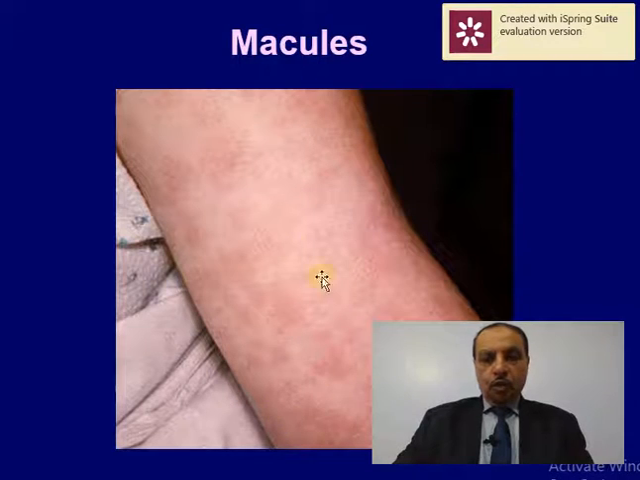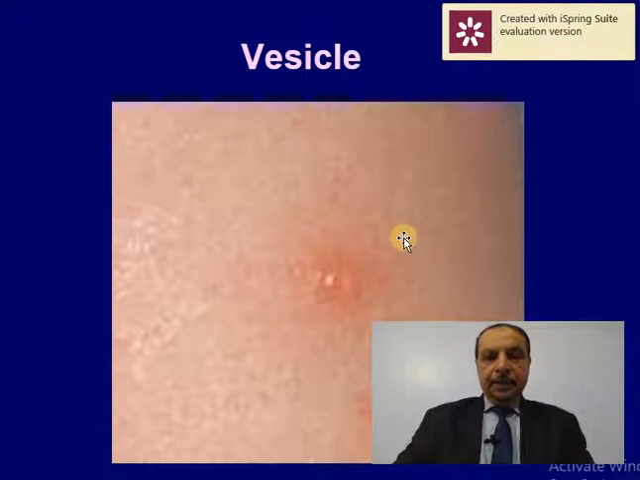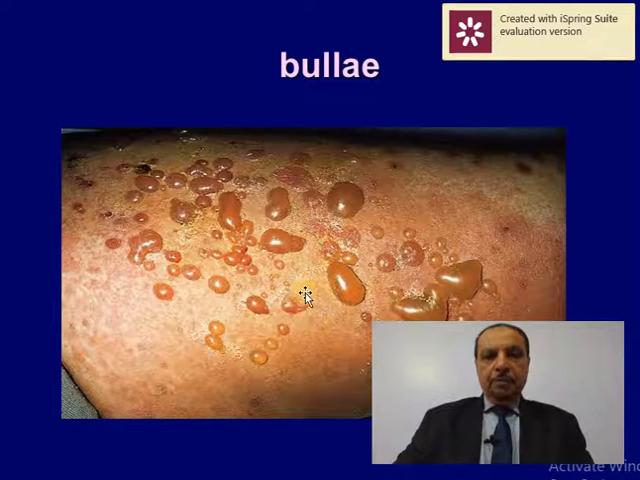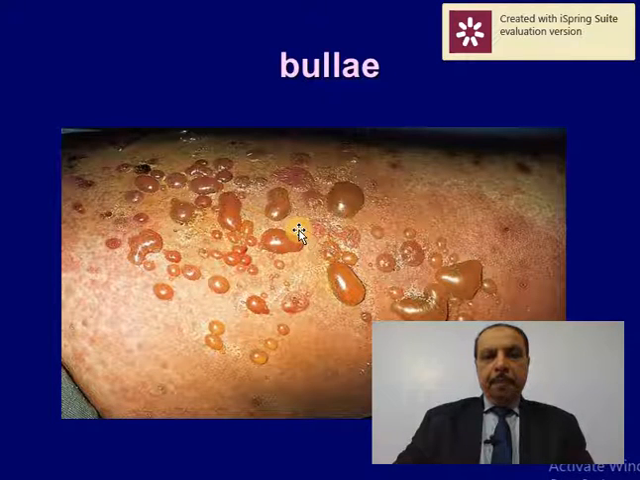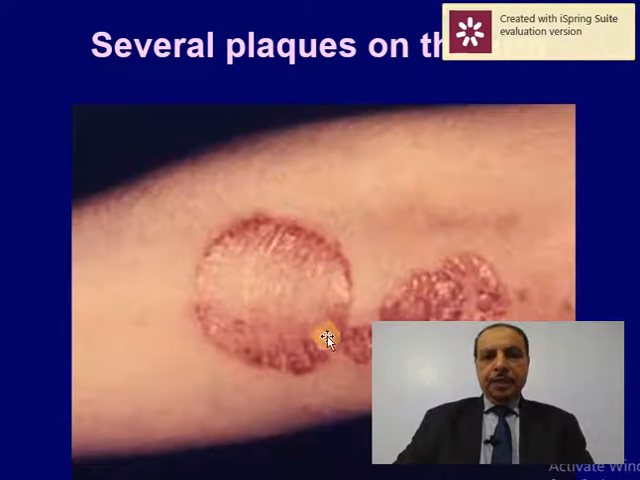This picture shows different macules, change in the color. Red here, it is red change in the color of the skin. The papules, raised skin lesion. Vesicles, it is papule containing fluid. The bulla is a big vesicle, while the pustule is a vesicle containing pus. This is a plaque which is aggregation of primary lesions, and this shows plaques in the arm.